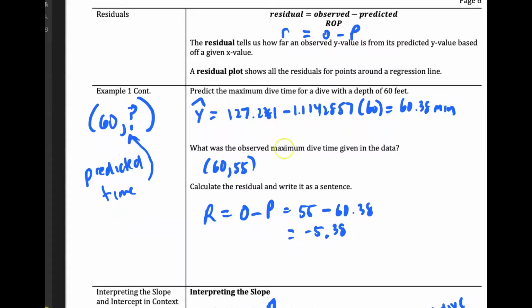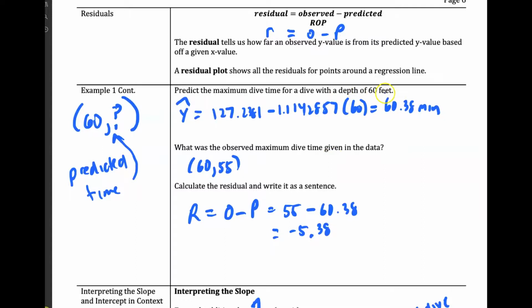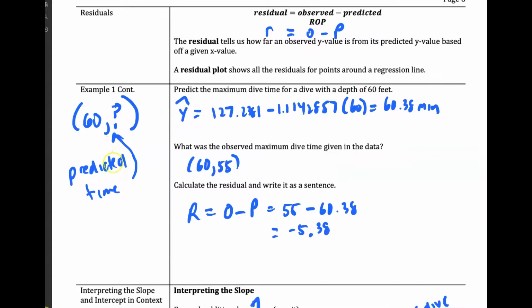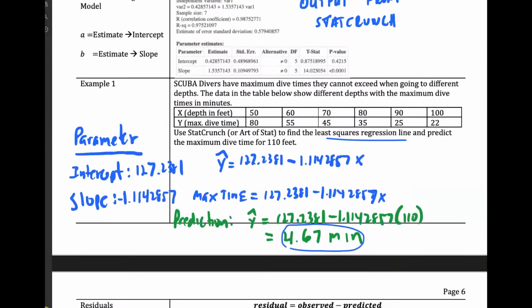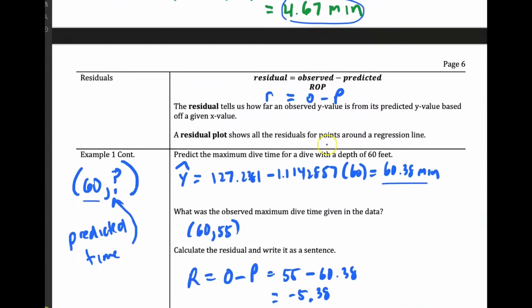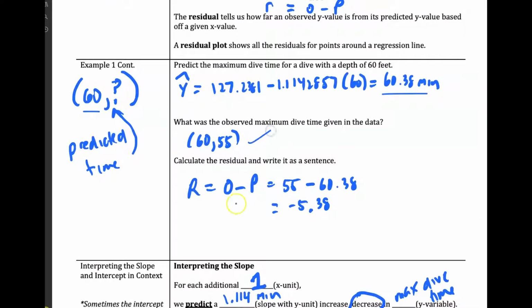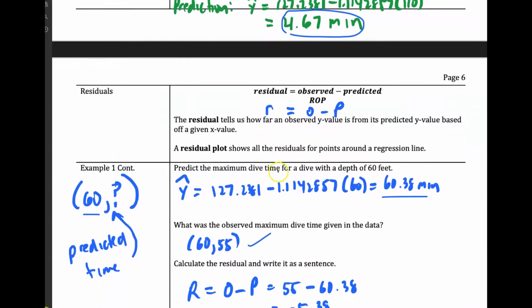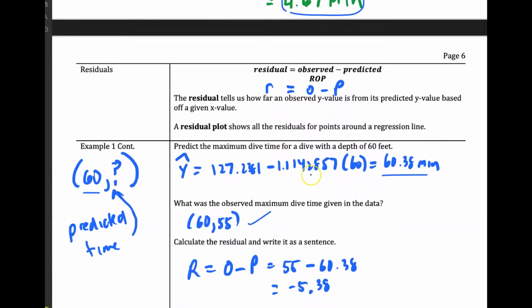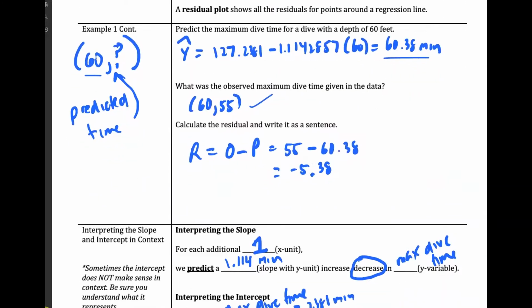And so what would the residual be for a depth of 60 feet? Well, in order to do that, you have to first find the predicted time. So for 60 feet, we're looking for the time. You substitute it in, you get 60.38 minutes. I rounded. What was the observed time for 60 feet? It's right here. So that's the observed time, and then you calculate the residual using the y values. Remember, it's the predicted y value and the observed y value. The residual equals observed minus predicted, and you end up with negative 5.38.